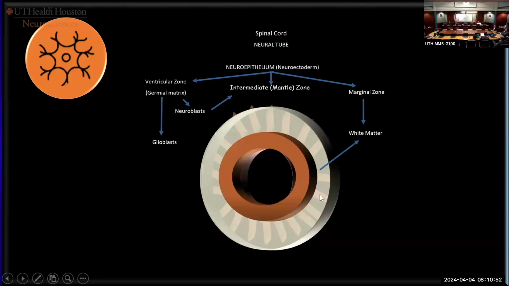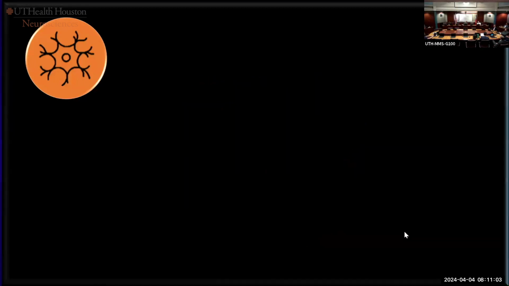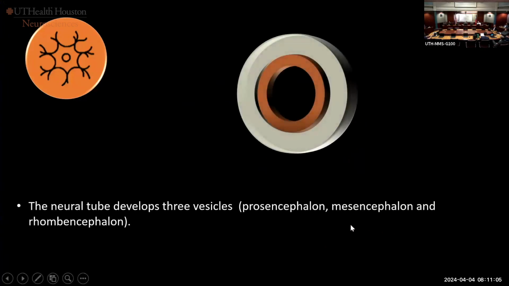So this is just fancy words for the same organization where you have all these somas of these neuroblasts that are going to become the gray matter, and where you have all these extensions is going to become the white matter. So what happens to the neural tube?